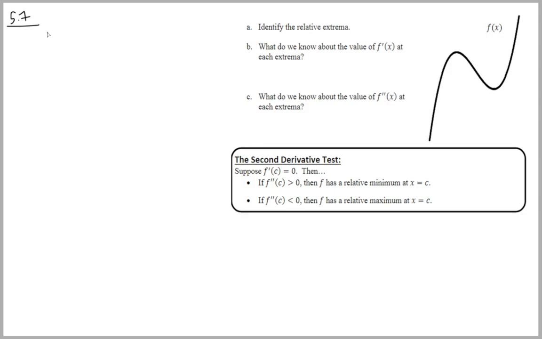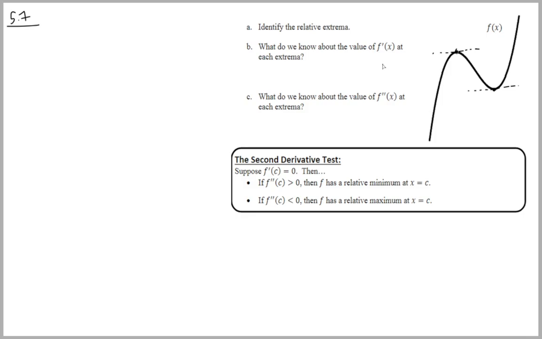The first thing we need to do, obviously, is to identify the relative extrema, which would be this point, this point, and this point.